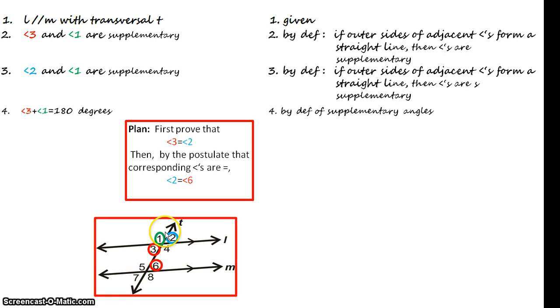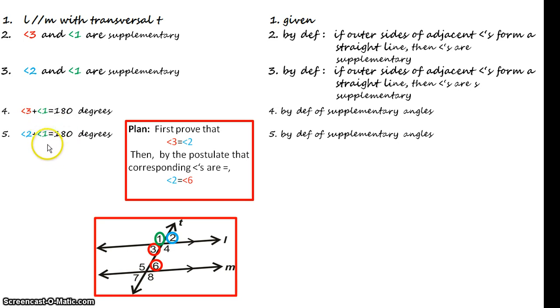That's what a line is. How do we know that? Well, by definition of a supplementary angle. And then also angle 2 and angle 1 equal 180 degrees. And that's by definition of a supplementary angle. So now we have our equations.